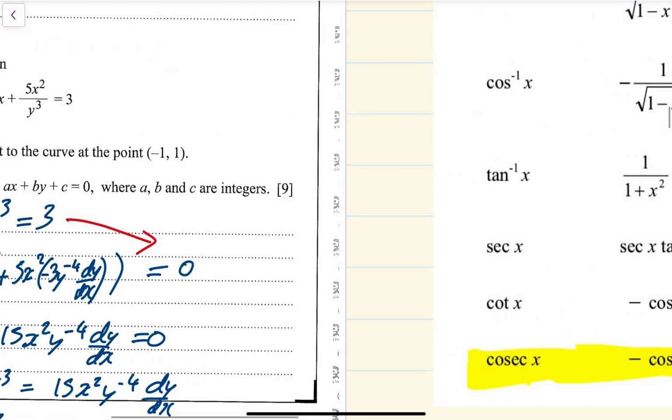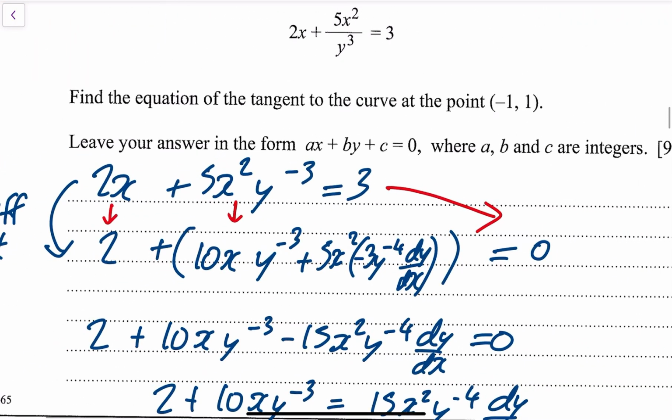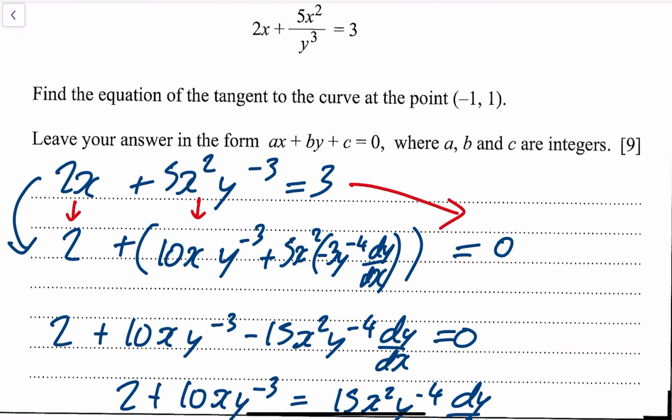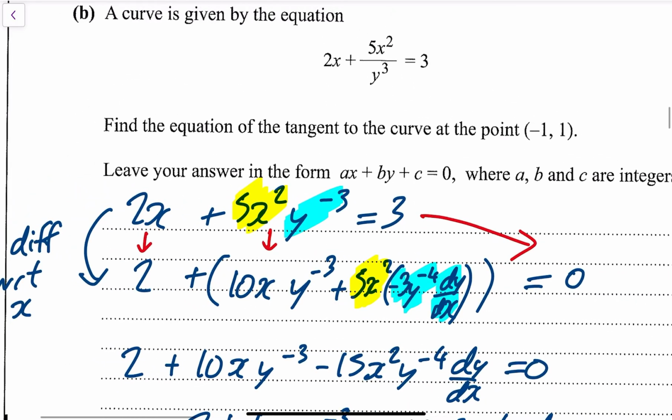Let's do that again, the next bit. And then for here, I'm just going to write down the first and then differentiate the second. So differentiate this, it's going to be minus 3y, reduce the power by 1 to minus 4, and then slap a dy by dx on the end, and that's it. And remember, if we differentiate the 3 on the right hand side there, you get 0.